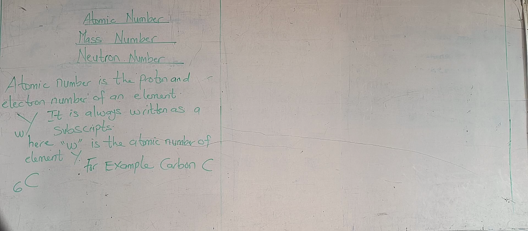So let's do this together. It's having 6 as a subscript. So that means 6 is the atomic number of carbon. If they ask you to calculate the proton number for carbon, the proton number of this element is 6, because the atomic number is the proton and electron number. And if they ask what is the electron number of this element, it is also 6.